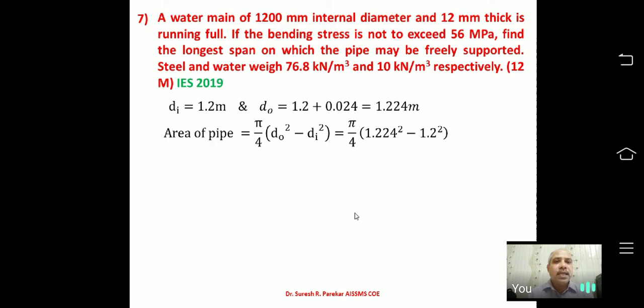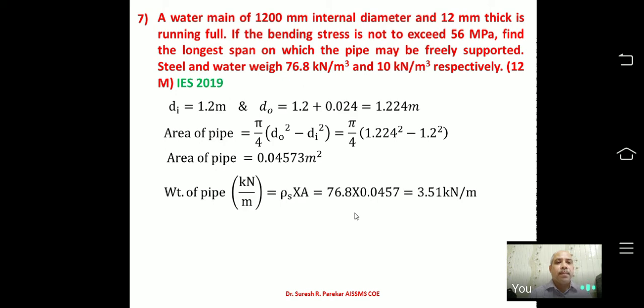So what is area of steel? That is area of pipe, pi by 4 into d outer square minus d inner square, and that will give me area of pipe. Knowing area of pipe, I can find weight of pipe. That will give me kilonewton per meter. That is rho s into As, 76.8 into 0.057.